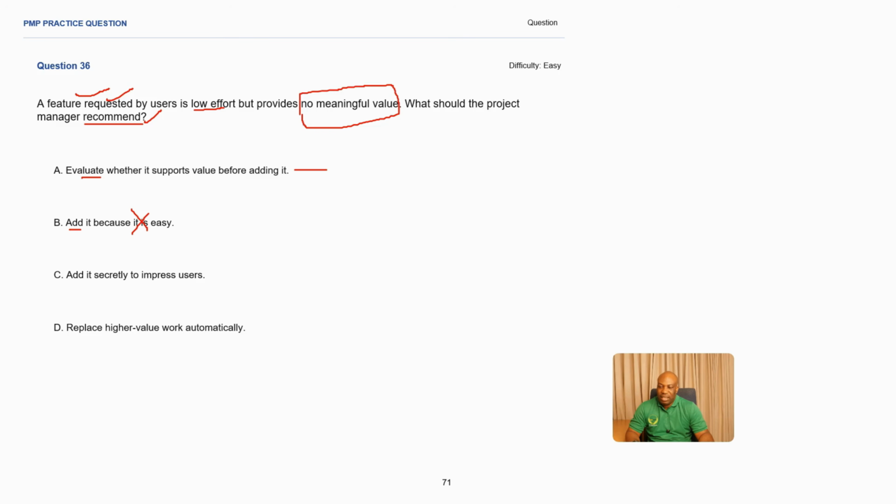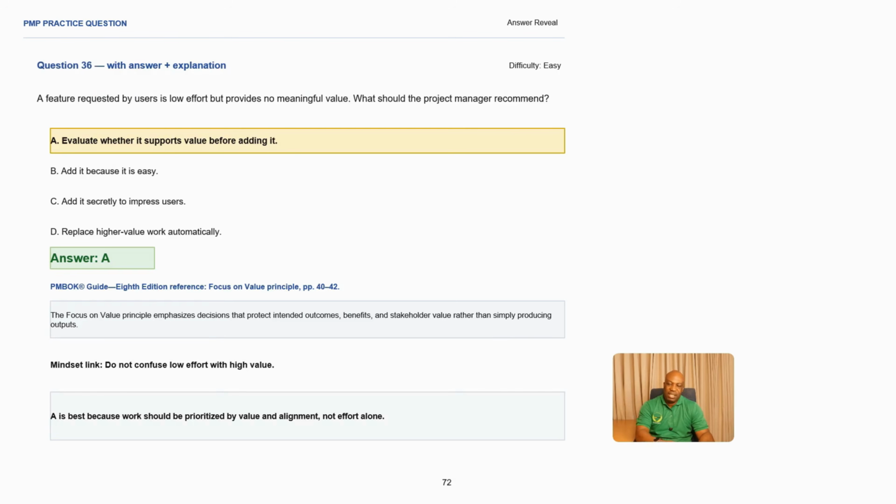Add it secretly to impress users. Everything must be transparent in a project. That's good ethics for a project manager, so this becomes an incorrect answer. Replace higher value work automatically. You don't do this in a project. You don't just go and replace high value work, because something which has high value must be protected in a project environment. So this is an incorrect answer, and in this scenario, the best answer is A. You need to evaluate whether it supports value before adding it. Evaluation is very important.